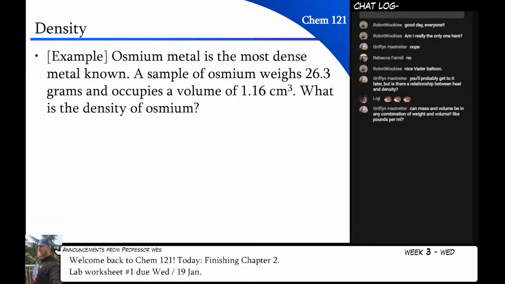All right, we're going to start with a really simple expression here. Osmium metal is the densest metal known. So I'm going to write the equation right here. There's our density equation. If I have a sample of osmium with mass 26.3 grams and volume 1.16 cubic centimeters, what is its density? Go ahead and calculate that using the density equation. This shouldn't be too difficult to do. I'm going to give you like 2 minutes to do it. I'm going to pet the cat here who's still harassing me, and then we'll go over the answer.